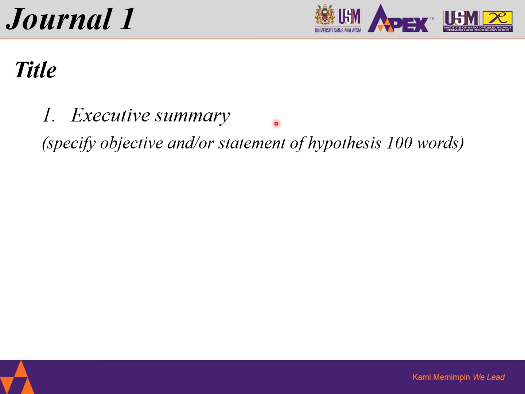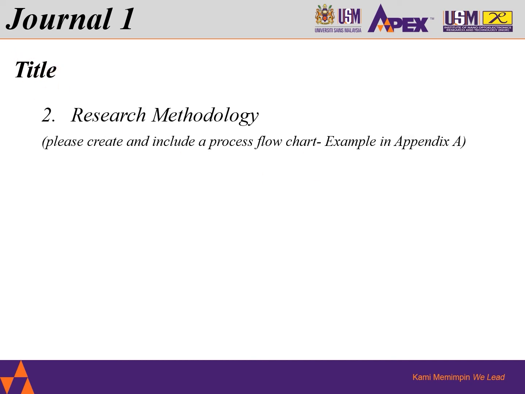Then the first part is the executive summary. Here, please specify an objective and/or the statement of hypothesis of the paper in 100 words. Also please put a title here. The second part is the research methodology. Please create and include a process flowchart. As an example, in Appendix A, I will show you later on.